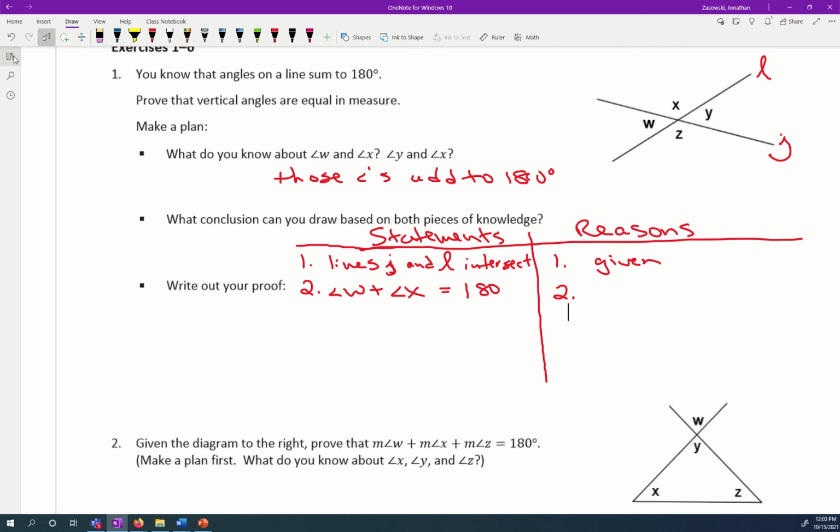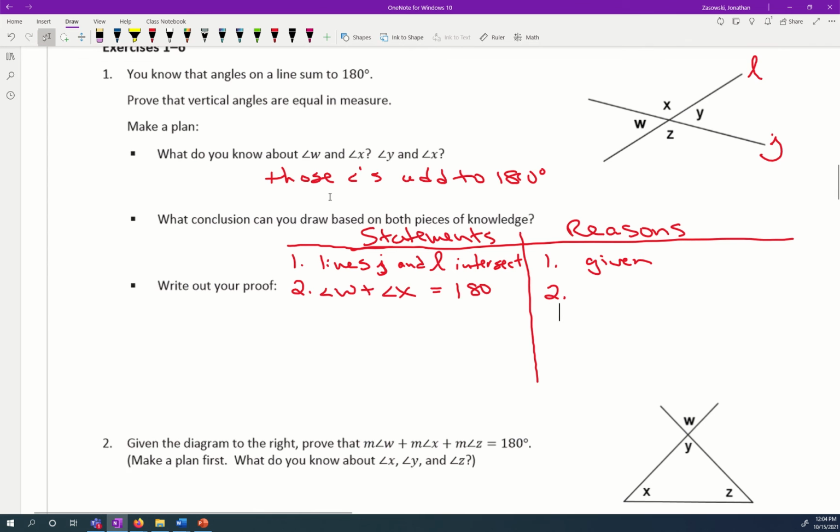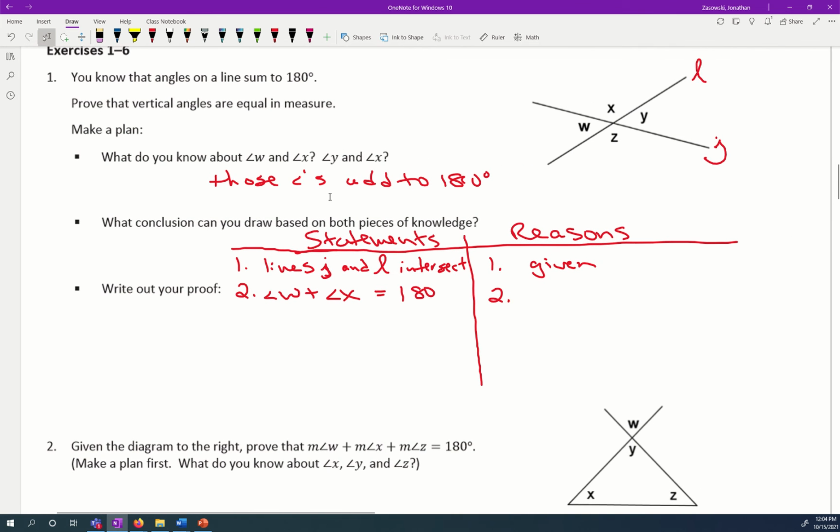Can anyone think of another reason, another vocab word about 180 degrees? Aaron? You could just say the supplementary angles add to 180, or angles on a line add to 180. Any of those are fine, as long as it's mathematically true. We said we're going to write down linear pair of angles add to 180. Perfect. Okay. Zach, what about angle Y and X? What did we say about those again?